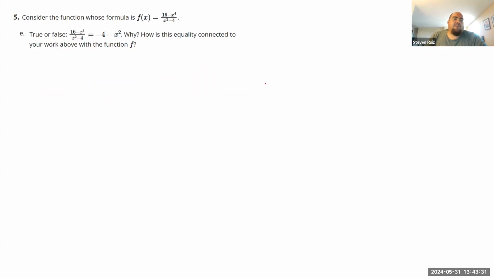Moving on to part E. Again, I think I talked about this. The expression on the left-hand side of the equal sign is the function. It's what this function is defined as. And the expression on the right is something we got when we simplified. We did a little factoring and some canceling. But are these two things equal to each other? They are not. This is false. And the reason for that is this. We already said that f of 2 is undefined.